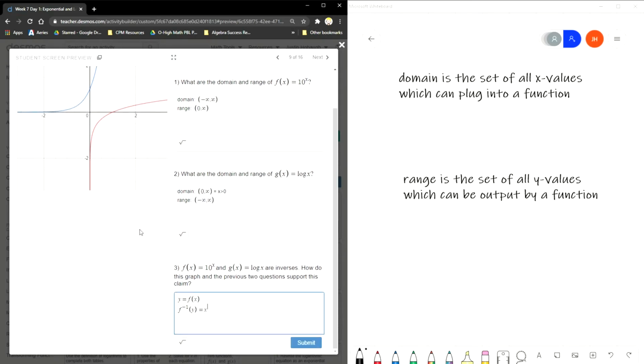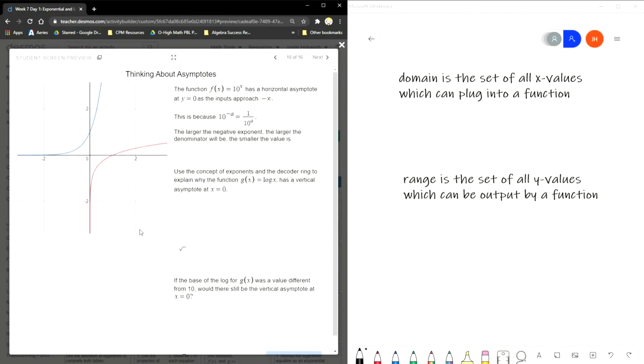Moving forward to slide 10, we've got this thing here talking about the asymptotes. Now I referenced these in the previous one, but let's look a little bit at it. The function f of x equals 10 to the x has a horizontal asymptote at y equals 0. Here's y equals 0. It's the x-axis, because that's where all the values where we have a 0 for the y value are. You can see in the blue function, f of x equals 10 to the x, as x approaches negative infinity, this function will go towards 0.